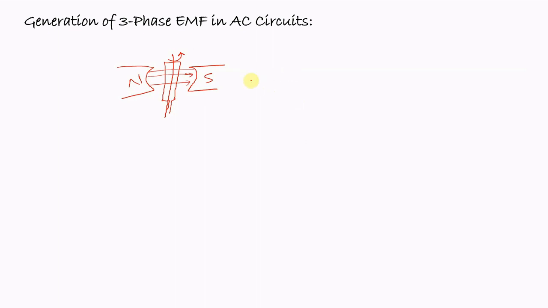And we have already seen that the EMF induced here can be written as E equals E max sine omega t, where the value of E max, the maximum induced EMF, depends upon three factors: the number of turns, the angular velocity, and the value of the maximum flux that cuts the conductor. And as these three values are constant, the magnitude of the maximum voltage is also constant.